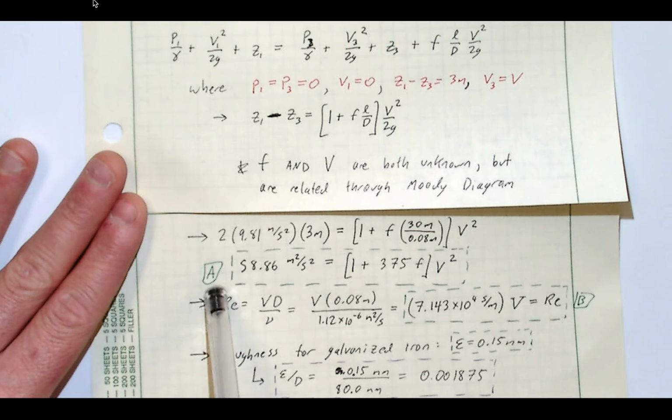So here's a relationship between F and V through V squared. We also have a relationship between F and V, which is the Moody diagram, which we then need to know what the Reynolds number is.